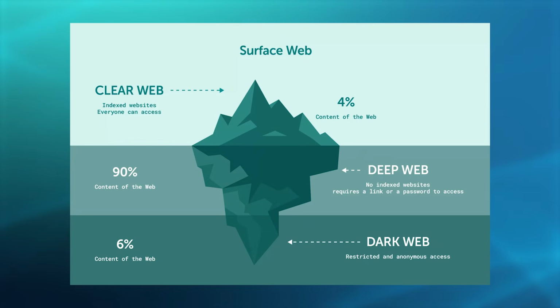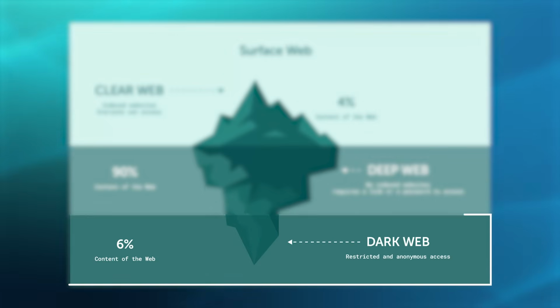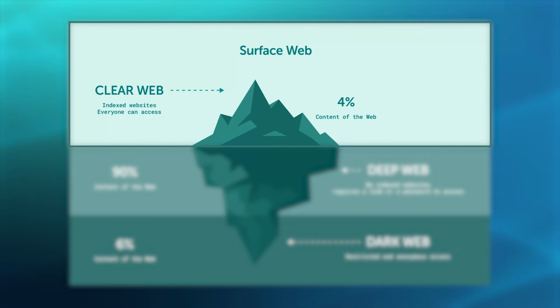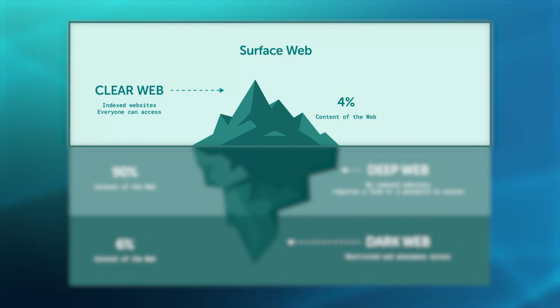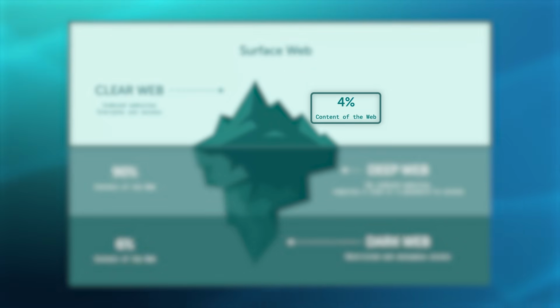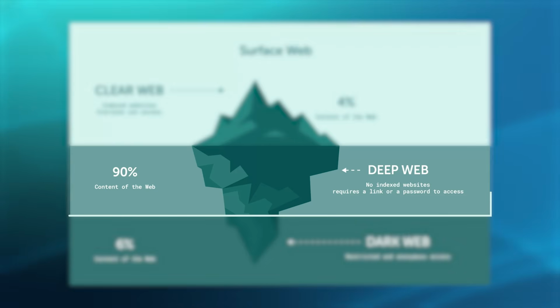There are basically three sections to the internet. You have the clear web, the deep web, and the dark web. The clear web is pretty much anything that you can access through a search engine like Google or Bing. In total, that only makes up about 4% of everything on the internet. The large majority of content on the internet is the deep web.